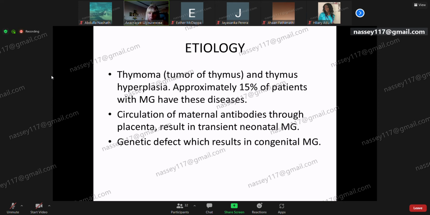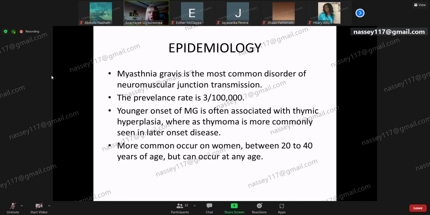Circulation of maternal antibodies through the placenta results in transient neonatal myasthenia gravis. A little bit later, we will speak about it more closely. Genetic defect results in congenital myasthenia gravis. Transient neonatal myasthenia gravis will not be seen in these patients in the future.